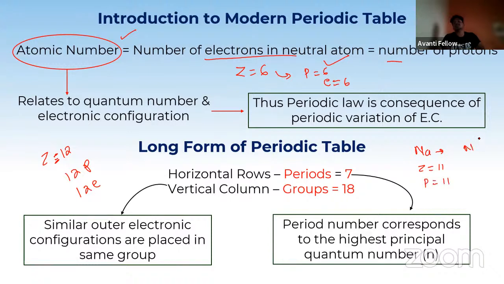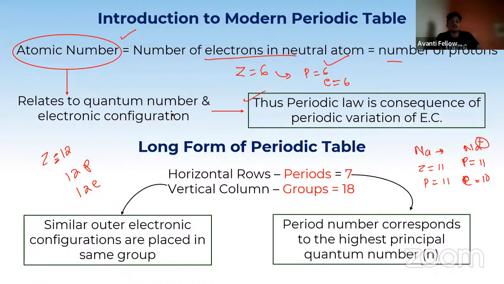If I give Na+, the atomic number is 11 and the protons are 11, but the number of electrons will become 10, because the plus symbol indicates we have to remove one electron. So ideally, the atomic number gives the number of electrons in the neutral atom, and the number of protons.